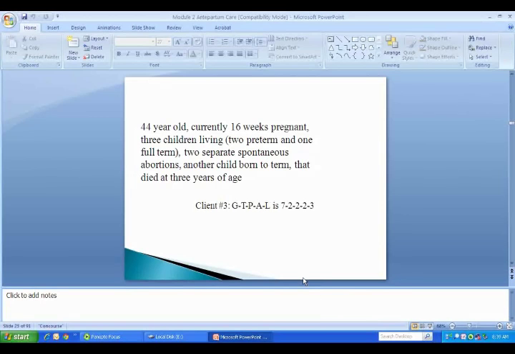We have a 44-year-old currently 16 weeks pregnant, 3 children living, 2 preterm and 1 term, 2 separate spontaneous abortions, and another child born at term and died at 3 years of age. So she's presently pregnant. She has 3 children, brings her up to 4. She has 2 separate spontaneous abortions, that brings her up to 6. And she did have another child that was at term that died, and that brings her up to 7. So she is gravida 7. She had that one that died at term, that's 1. And then of the 3 children, one of them is term, so term is 2, preterm 2. She had 2 spontaneous abortions, so abortion is 2, and presently she has 3 living children.